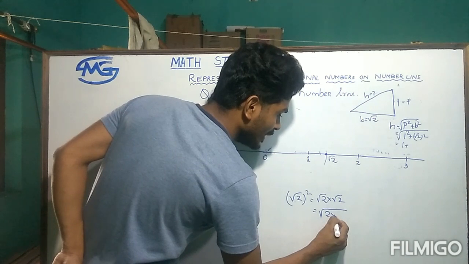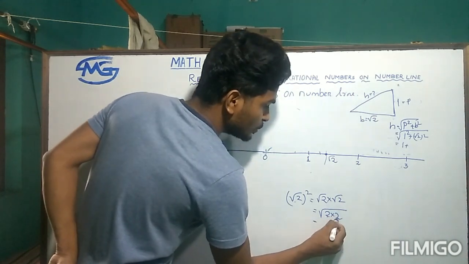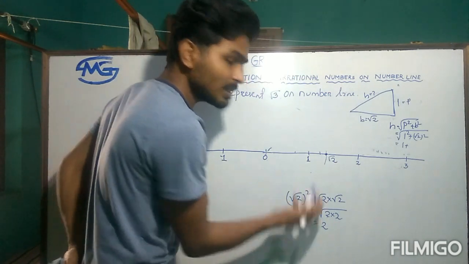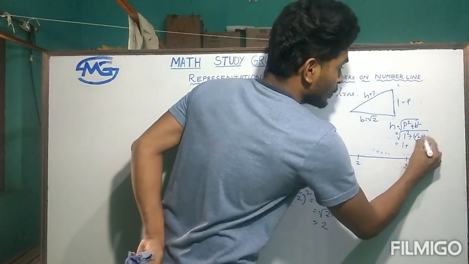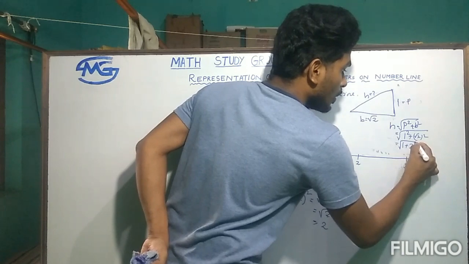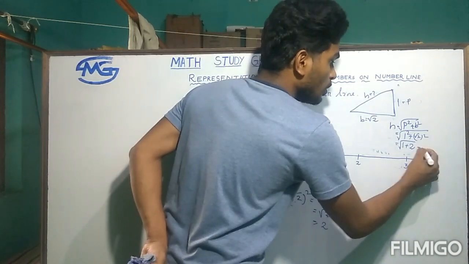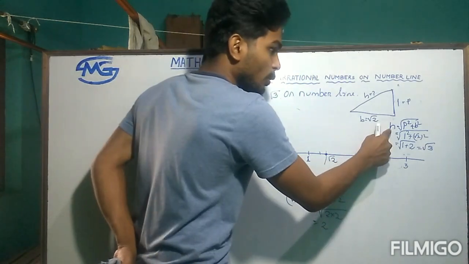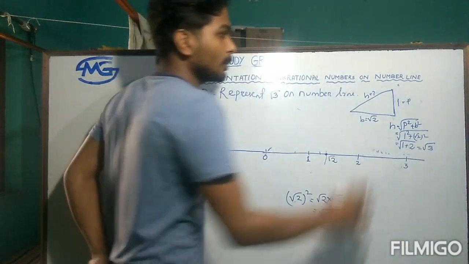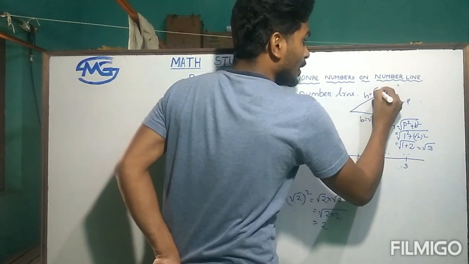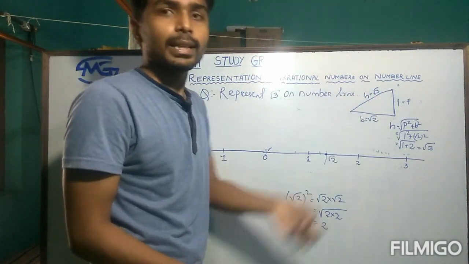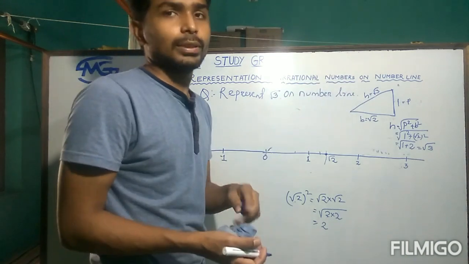Square root over 2 into 2. For this 2 we will get 2. So what is the value of √2 square? The value of √2 square is 2. So √2 square is 2. Then under root, so square root of 1 plus 2 is 3. So the value of h will be root 3. So in place of h we can write √3. Okay, so what is the value of h? It is √3. So in this way we can get √3.